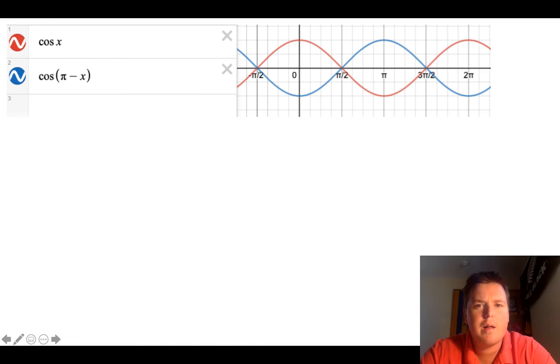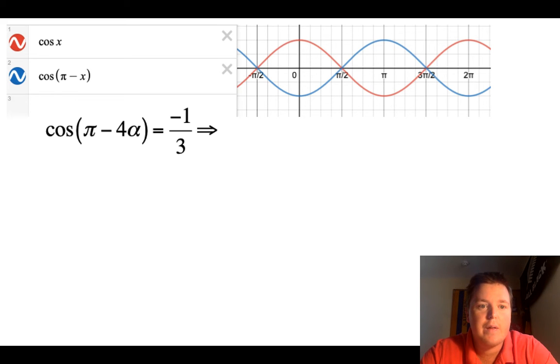So first up, if we look at the cosine graph, and then we look at the cosine of pi minus x graph, what do you notice? You should see that the cosine of pi minus x is just negative cosine. So this first bit of information, where cosine of pi minus 4 alpha is equal to minus 1/3, would tell us that cosine of 4 alpha must equal positive 1/3. We just replace the x there with 4 alpha, and that's where we get that result.